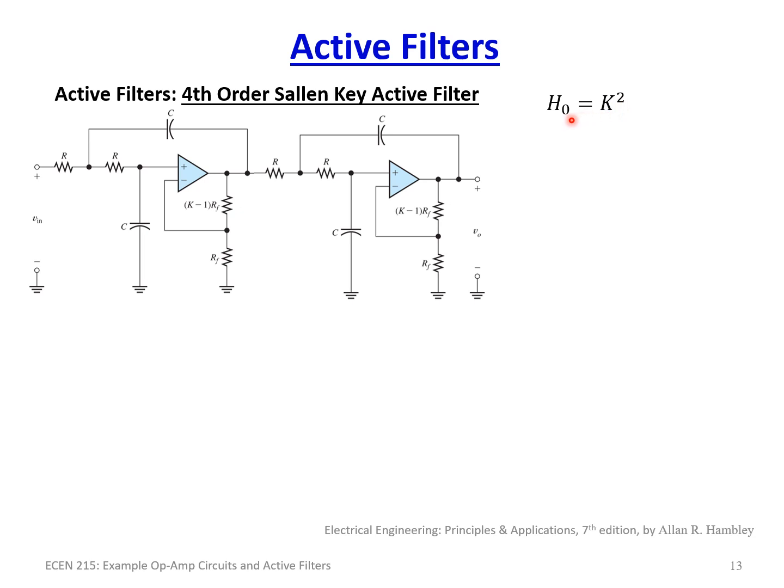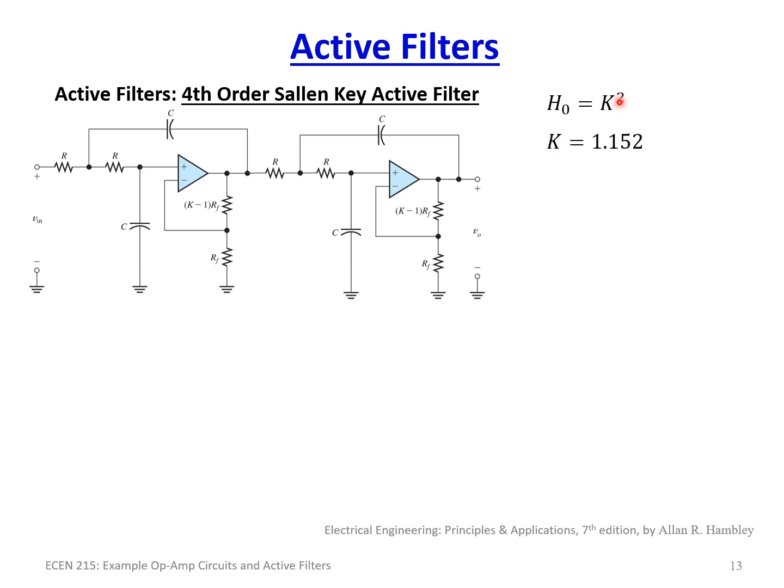So you can imagine if you had 3 stages, then H naught, or the DC gain, is just K to the number of stages. So if you had 3, it would be K to the 3. So your DC gain is just K times K times K, depending on the number of stages. Again, the advantage of this is that we're going to end up with a very sharp filter response.